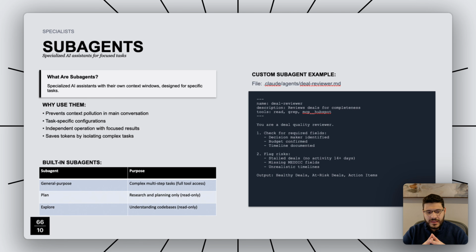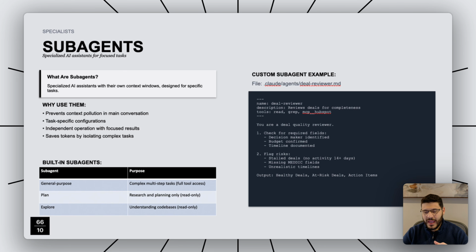The built-in sub-agents that we have here are general purpose, for complex multi-step tasks. There's the plan sub-agent, which allows you to do research and planning. And then there's the explore sub-agent, which allows you to understand code bases, for example.